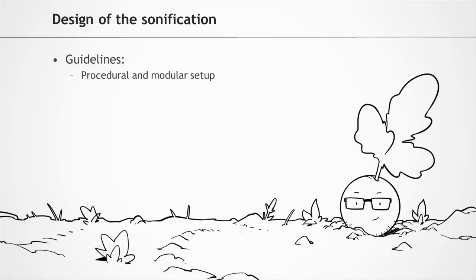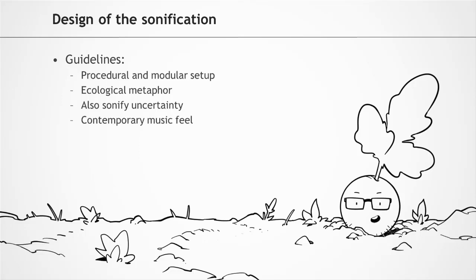To achieve these goals, we built a procedural system that let us explore different configurations and sonification lengths. We used only ecological sound metaphors, that means we tried to map each galaxy variable to adequate sound parameters, linking, for example, brightness with volume, and so on. We also wanted to sonify the uncertainty of the observation, and we wanted the sonification to match the aesthetics of contemporary electronic music. The final sonification is a 25-minute long artificial soundscape composed of three main elements.